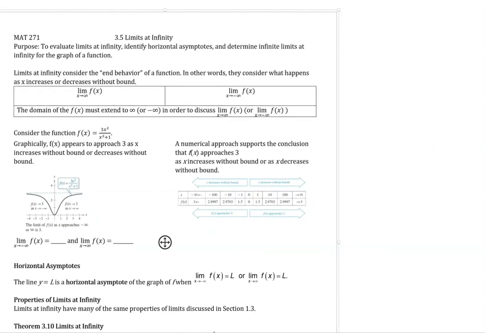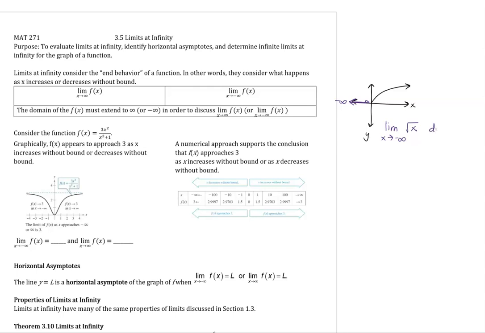So a quick example of what I mean by that is if you consider the square root function, which we know its graph looks like this, I could not talk about the limit as x goes to negative infinity of the square root function because the graph doesn't exist over here as x goes to negative infinity. So this limit simply would not exist.